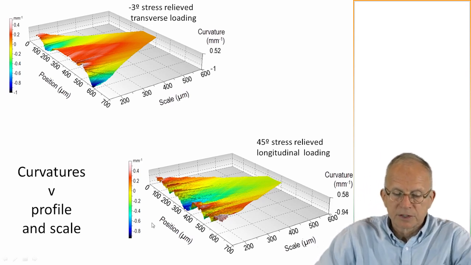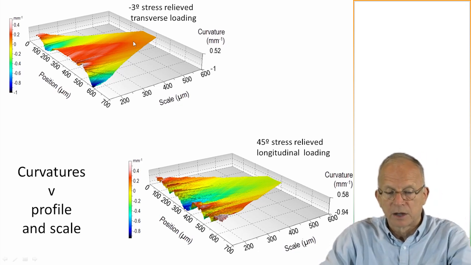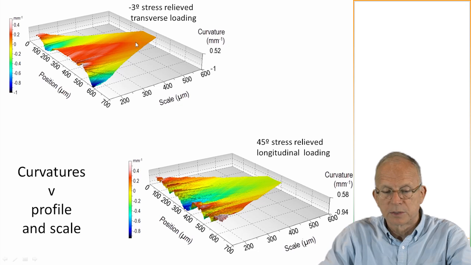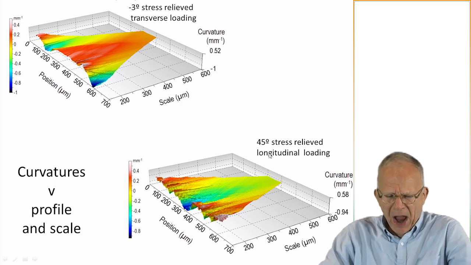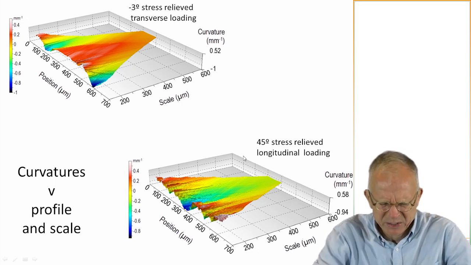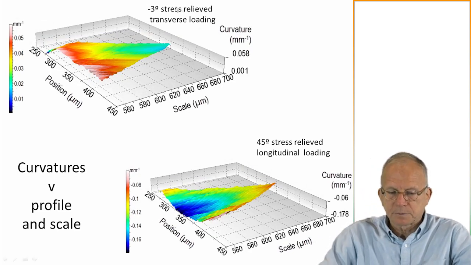Here are curvatures versus scale and position. So scale in this direction, curvature in the vertical direction, position across here. And again, as we get to the very large scales, we're able to assess the curvatures only in the small part of the center, whereas here at the small scales, we're getting all of the ones along the profile. So here is a comparison between the -3 and the 45, both stress relieved. There's transverse and longitudinal loading of the two.